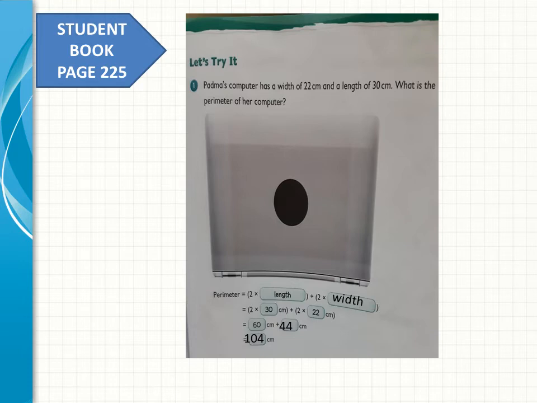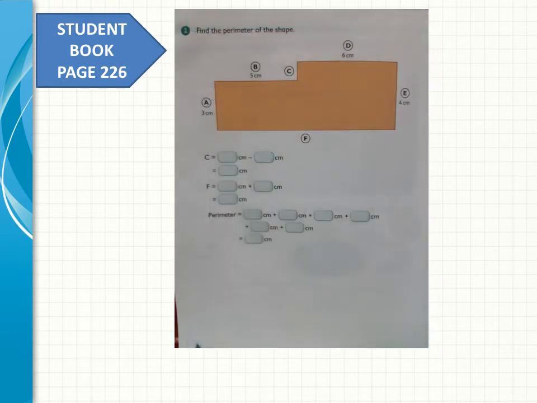Now let's try the last example. All right, let's also take this example from student book, page 226. We're asked to find the perimeter of this shape. It's also an L shape. Do you see it's just similar to the first one we did? Now this has 6 sides and we have line A to be 3 centimeter, line B to be 5 centimeter, line C is not known, line D is 6 centimeter, E is 4 centimeter, and F is also not known.